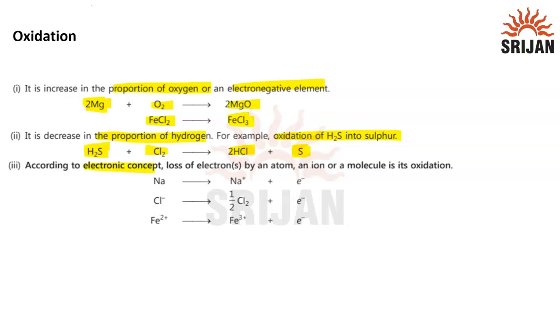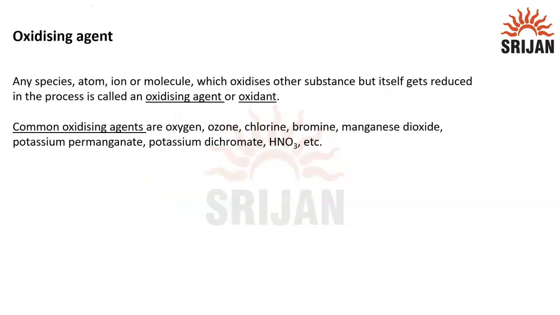But according to the electronic concept, loss of electron by any atom or ion or molecule is called its oxidation. Means if sodium will lose one electron to become Na+, we will say that it is oxidized. If chlorine loses one electron to become Cl2 or Cl atom, we will say that chlorine is oxidized. Similarly, Fe2+, if it will lose one electron to become Fe3+, we will say that Fe2+ has been oxidized. Now, oxidizing agent.